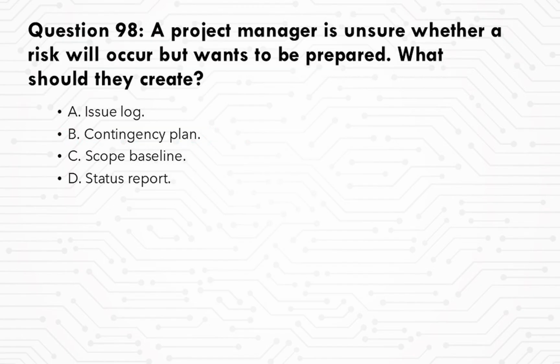Question 98. A project manager is unsure whether a risk will occur but wants to be prepared. What should they create? A. Issue log. B. Contingency plan. C. Scope baseline. D. Status report. Answer: B. Contingency plans prepare for potential risks.